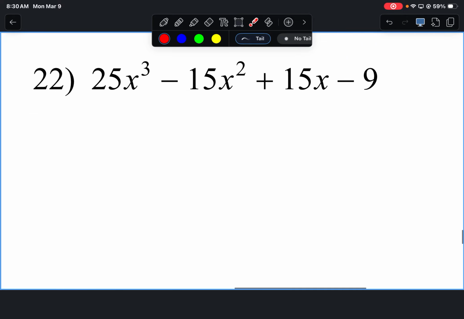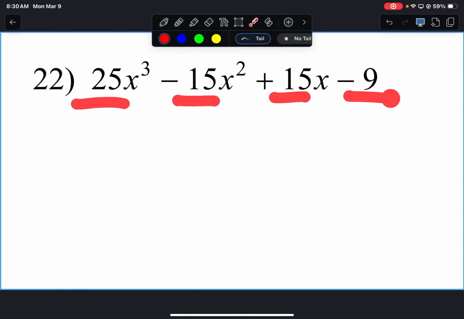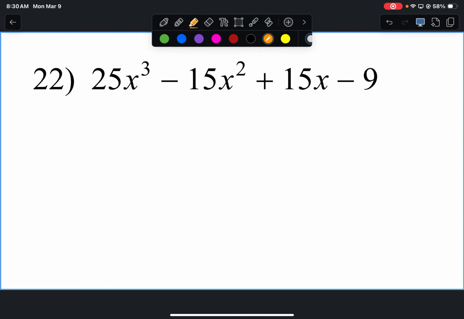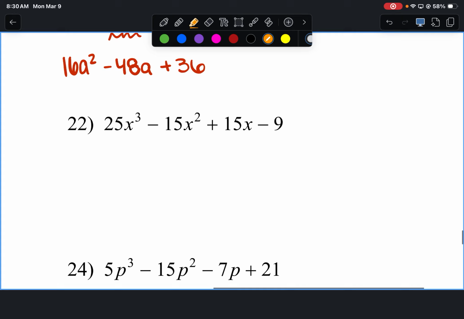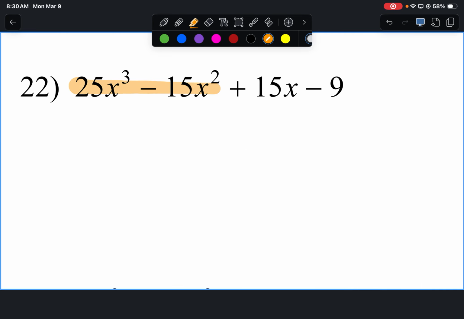How many terms is question 22? 4. So we're automatically knowing we're going to look at factoring by grouping. Does 25, 15, 15, and 9 have a greatest common factor? No. So we're just going to jump straight to grouping. We're going to group the first 2 terms, and we're going to group the last 2 terms. When we group the first 2 terms, what is 25x cubed minus 15x squared's greatest common factor? Not just 5, but 5x squared. Which will leave us with what?